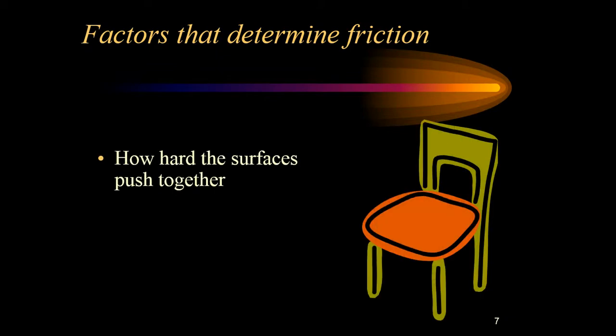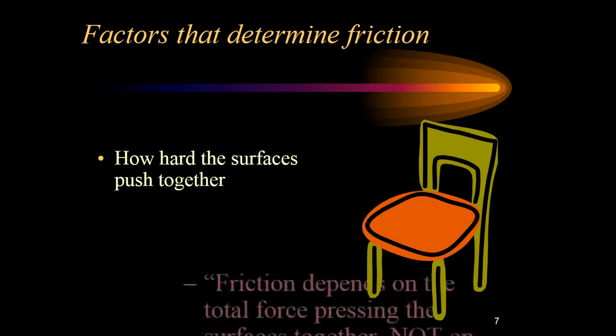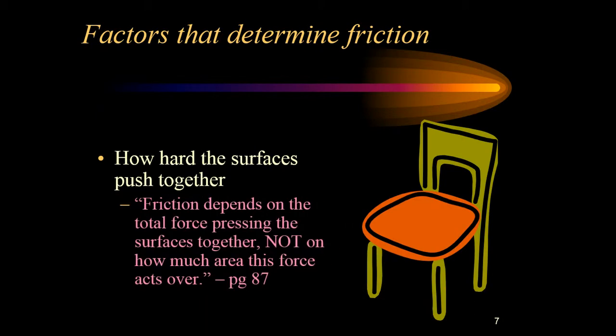Finally, how hard the surfaces press together is a factor. If you take a look at this chair, if someone sits on that chair, what we've essentially done is added mass, and it makes greater friction, harder for the chair to move. However, if you leave the chair alone and just tip it on its side, that does not create more friction. That's because friction depends on the total force pressing the surfaces together, not on how much area this force acts over, which is on page 87.